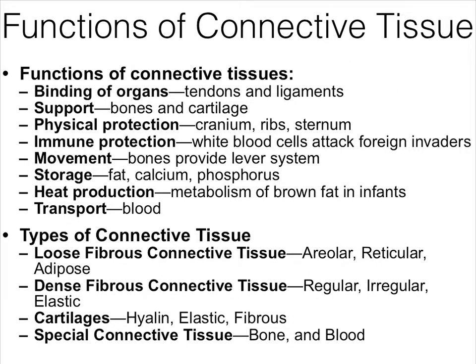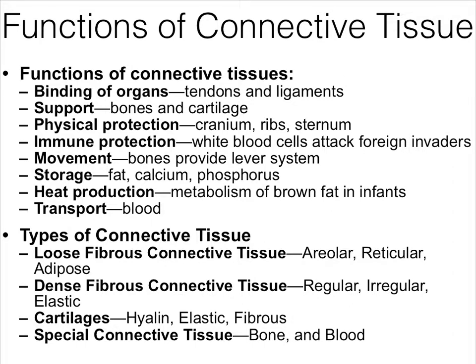Fat is a type of connective tissue. It provides padding as well as other things. Most of your body's physical protection is due to connective tissue. In addition to physical protection, also immune protection. Blood is a connective tissue, and your immune system is primarily made out of white blood cells, which are, again, connective tissue.